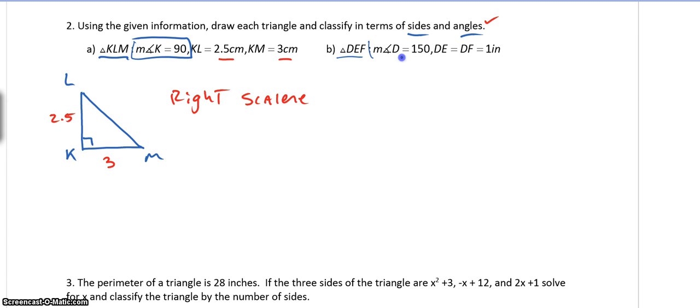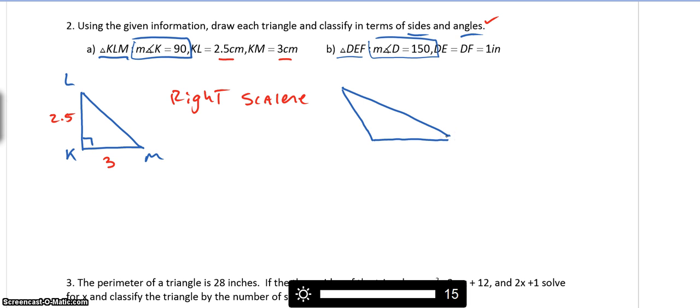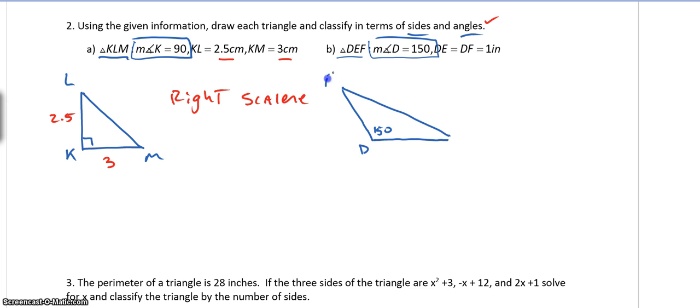Triangle DEF, and angle D is 150 degrees. So 150 is an obtuse angle, so we got to draw an obtuse triangle. So I'm going to try to make that bottom angle there a little bigger than 90. Alright, so it's bigger than 90, and we know that has to be angle D. And it's DEF. And it says DE equals DF, which equals 1. So that means if DF is 1 inch, DE is also 1 inch. So we know these two are congruent.